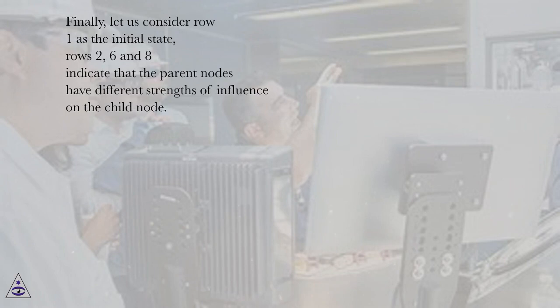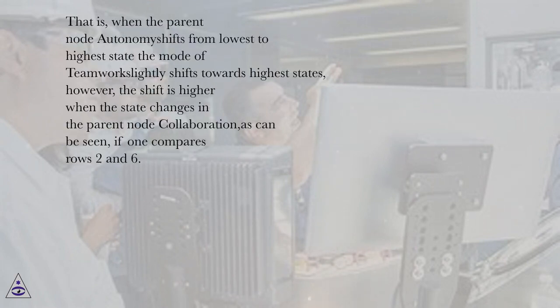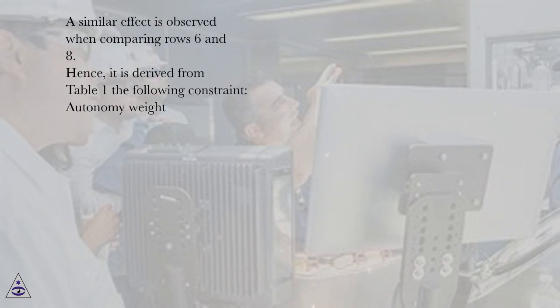Finally, let us consider row 1 as the initial state. Rows 2, 6 and 8 indicate that the parent nodes have different strengths of influence on the child node. That is, when the parent node autonomy shifts from lowest to highest state, the mode of teamwork slightly shifts towards highest states. However, the shift is higher when the state changes in the parent node collaboration, as can be seen if one compares rows 2 and 6. A similar effect is observed when comparing rows 6 and 8. Hence, the following constraint is derived from Table 1: autonomy weight.